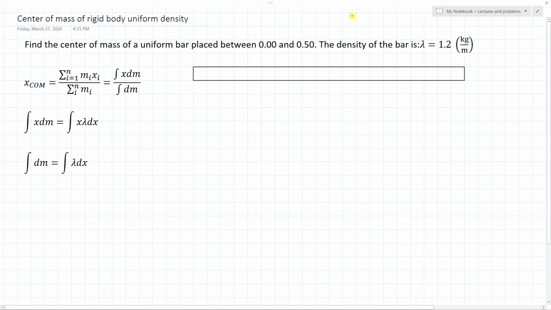Okay, let's calculate the center of mass of a rigid body with uniform density. So here we're looking at this bar. This bar is supposed to be placed between 0.00 meters and 0.5 meters. So it's a half meter long bar. And the density is 1.2 kilograms per meter. I guess if it's only half a meter long, it's only got half that mass, right? That's mass per meter. So it is 0.6 kilograms in mass.